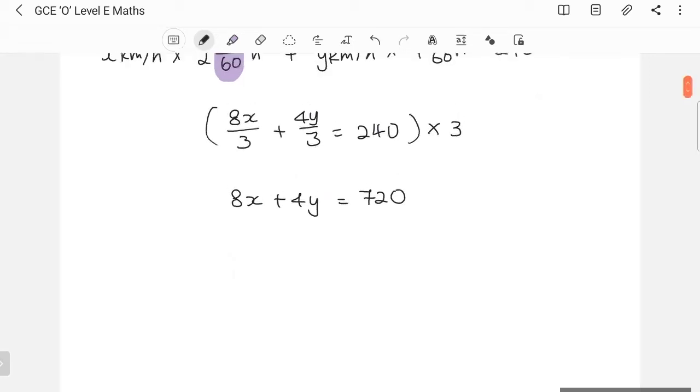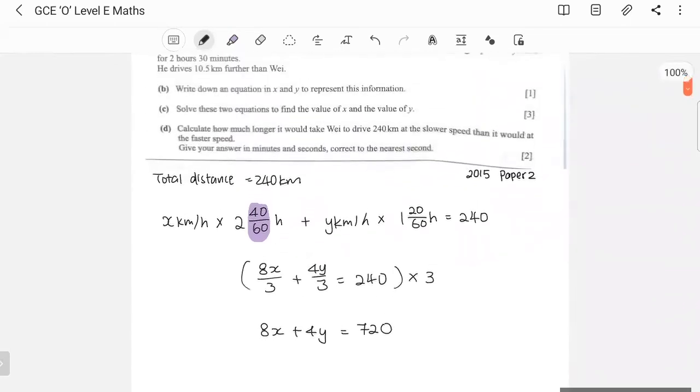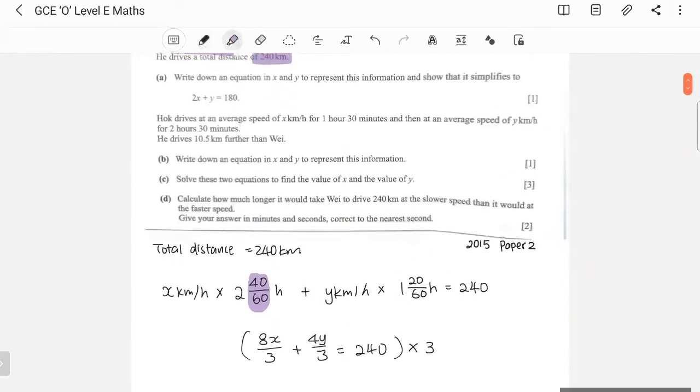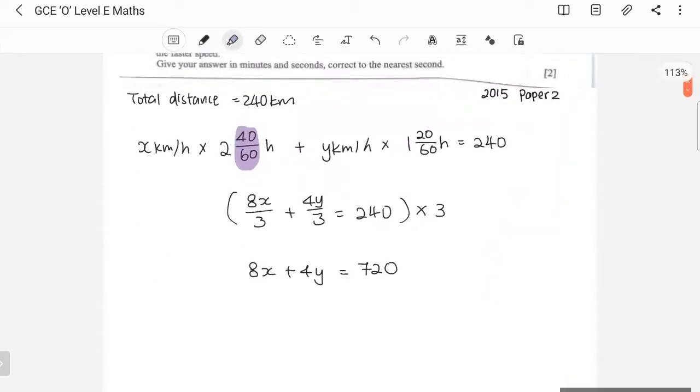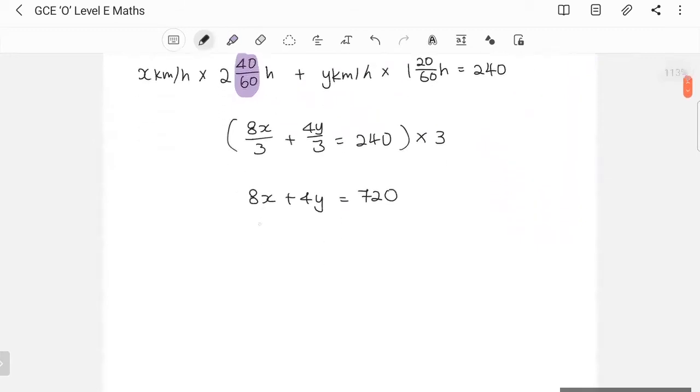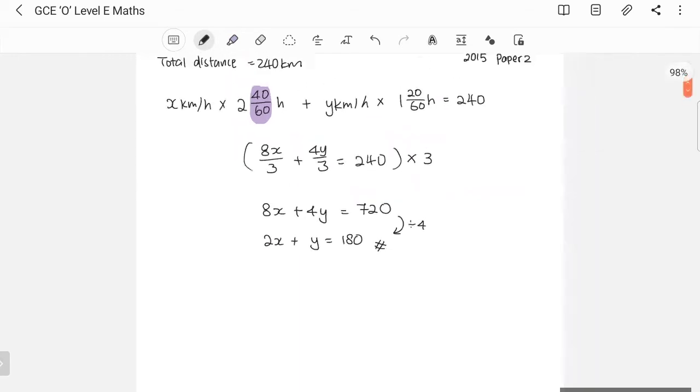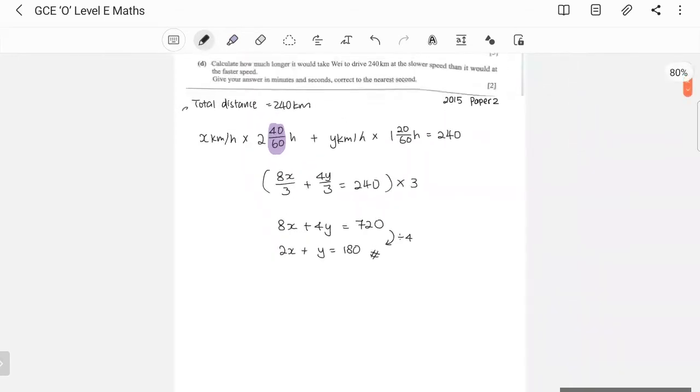So this is almost there. What is the equation that we want to reach? We want to simplify into 2x plus y equals 180. So we can just divide by 4 throughout, and we have 2x plus y equals 180. So this is what happened. We have simplified. Okay, so this is for part A.